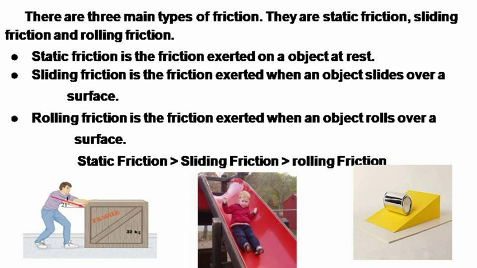In static friction, strong interlocking of contact points is there. Interlocking is not very strong due to the sliding motion, and hence sliding friction is less than static friction. Interlocking is very weak due to fewer points of contact in case of rollers, and hence the rolling friction is even less than sliding friction. So we conclude that static friction is greater than sliding friction and sliding friction is greater than rolling friction.